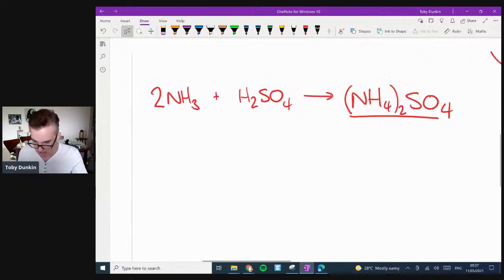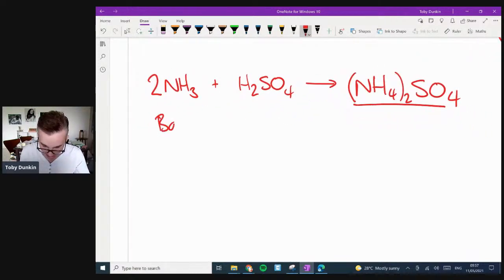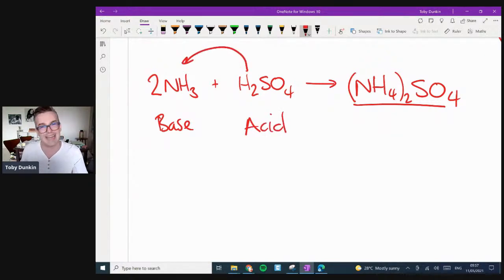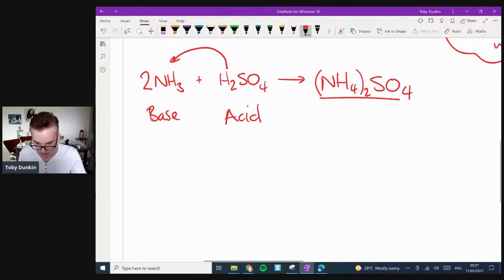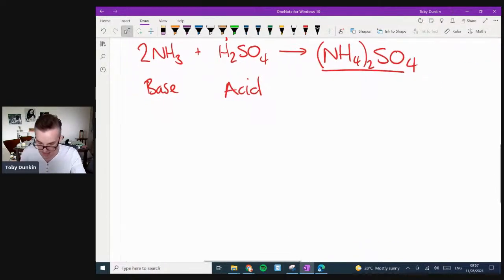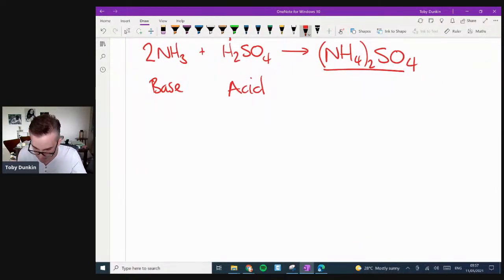Thank you. So, again, this is acting as the base, and this is acting as the acid, and it's transferring one hydrogen ion to each sulfate. If you want, to each ammonia. If you want to actually see what's happening from a molecular perspective, here's what's happening. This is sulfuric acid.